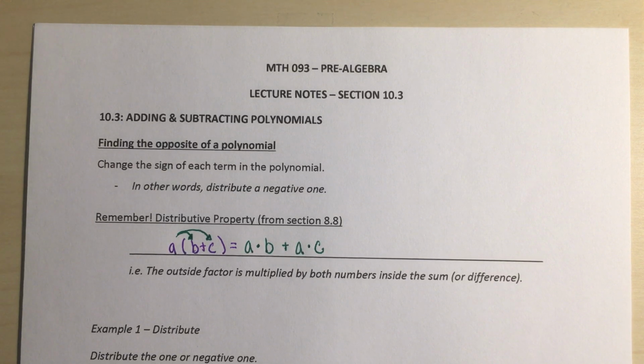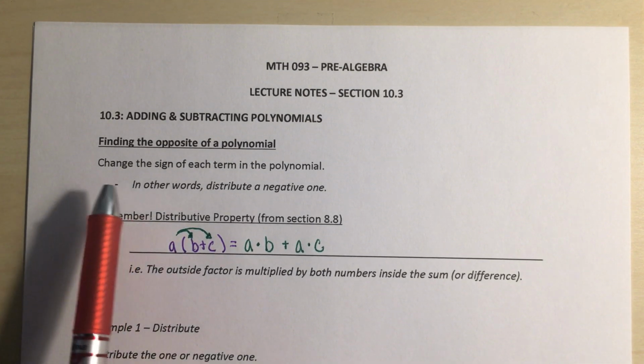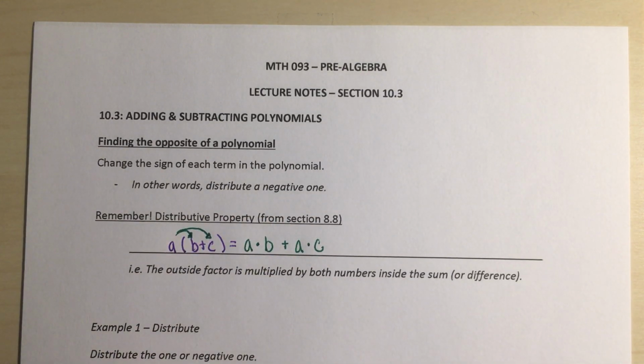Our distributive property is written here as all using plus signs, but we do just want to make sure that we're being conscious and aware of our signs as we're going through and writing out our problems. What we're going to use this distributive property for is finding the opposite of a polynomial. When we're finding the opposite of a polynomial, we're going to change the sign of each term in a polynomial. In other words, we're going to distribute a -1.